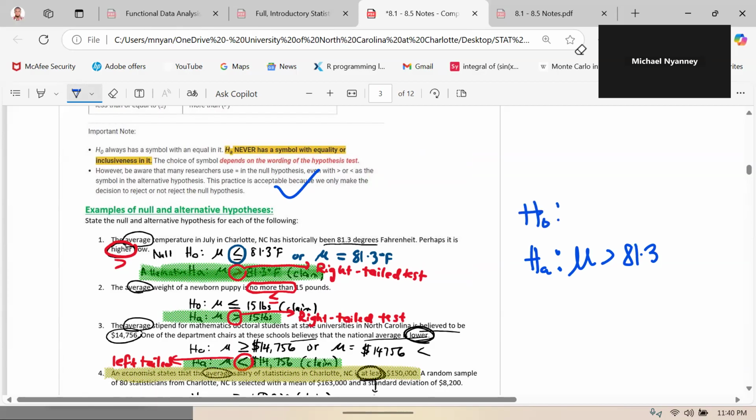Your null hypothesis always comes first, then the alternate. But you have to determine which sign you want to actually write first so that the other one becomes very easy. If you're able to determine the first one, then you can write the second one. All right, so mu is less than or equal to what? 81.3. This is where the claim is, because perhaps it is higher now. So this is where we are claiming. Okay, so we write the claim here.